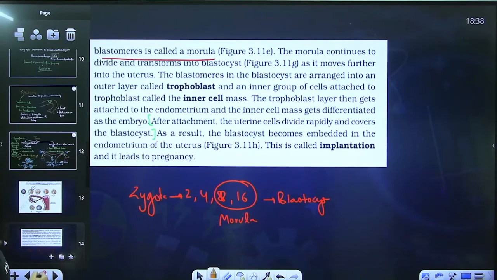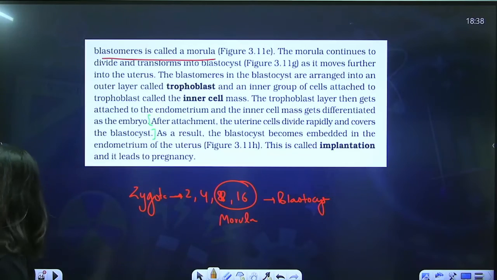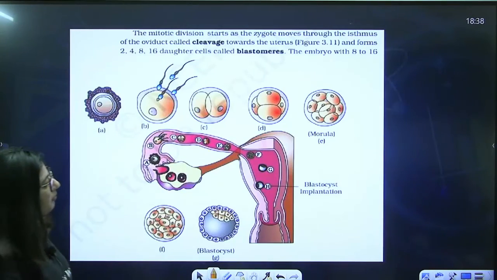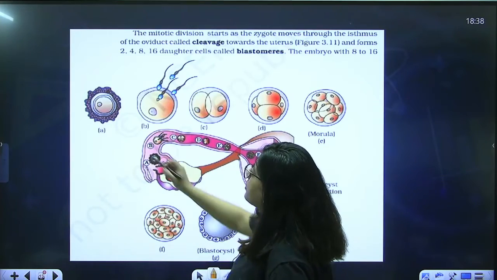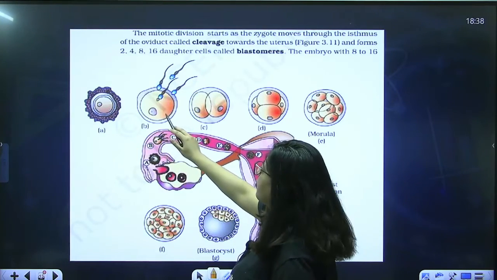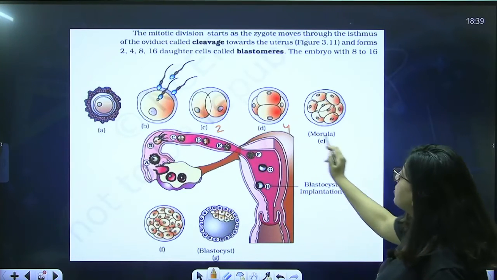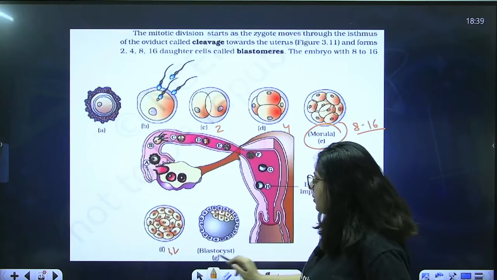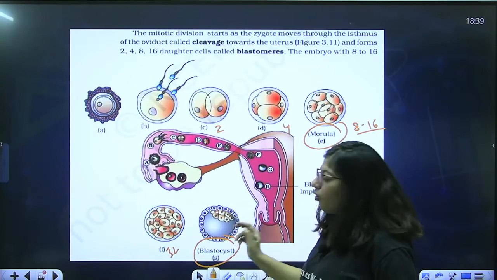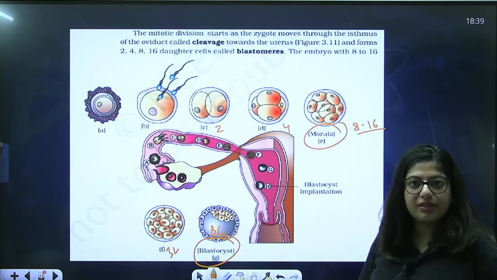As a result, the blastocyst embeds in the endometrium of the uterus. This is called implantation and leads to pregnancy. This diagram is also important because sometimes they will give you this diagram and you have to identify the cell structure. This is the oocyte. Fertilization happens here. After that, the zygote will be formed. Then 2 cell, 4 cell, this is the morula, 8 to 16 cell stage, 32 cell stage, and then the blastocyst is formed. How will you know this is the blastocyst? It has a blastocoel in it, okay.